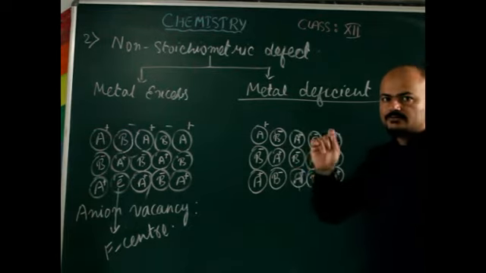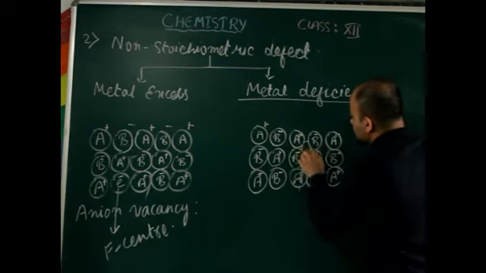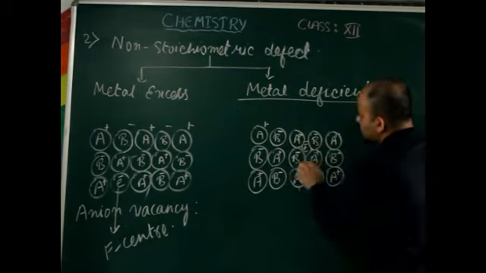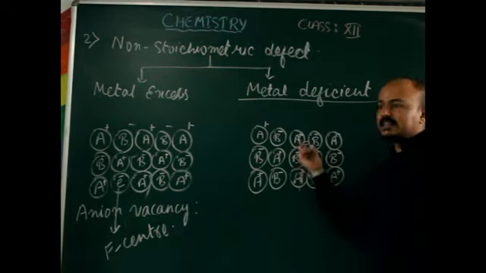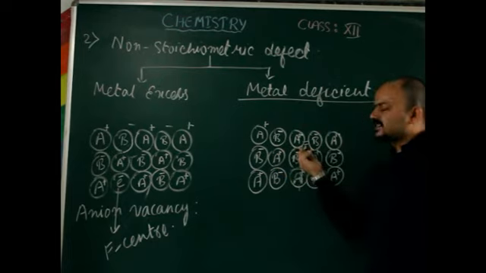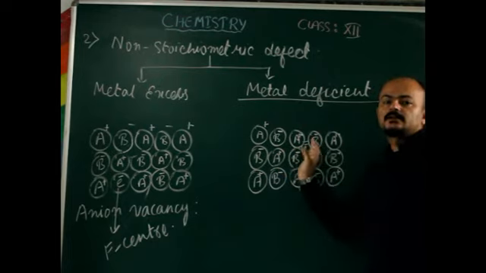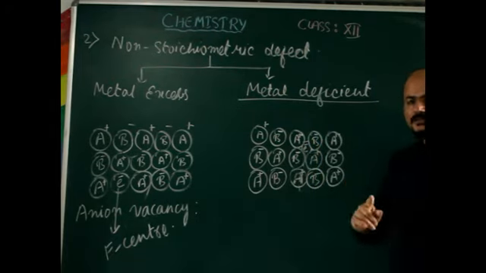Now, suppose in this interstitial position, one extra electron, E minus, has come. If in this interstitial position an electron has come and stayed there, the electrical neutrality of the system gets disturbed.